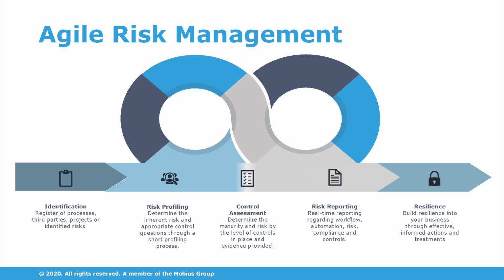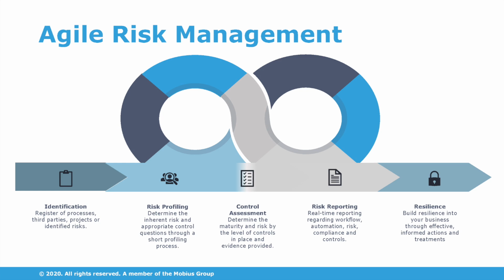From there, you've got to be able to profile. And the concept around the agility around profiling is to be able to stratify those third parties into high, medium, and low, and then automatically kicking off the controls assessment that fits that particular third party. And then, of course, all of that information is aggregated into central reporting, and then ultimately providing resilience into the business through effective decision support.